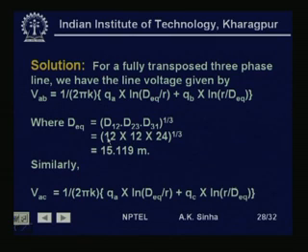Now, substituting these values, we get this as equal to 12 meters into 12 meters into 24 meters, that is the distance between the conductor A and C. The cube root of this will give us equal to 15.119 meter. Similarly, we can write the relationship for VAC, and VAC will be equal to 1 by twice pi epsilon into QA into ln DEQ by R plus QC into ln R by DEQ.